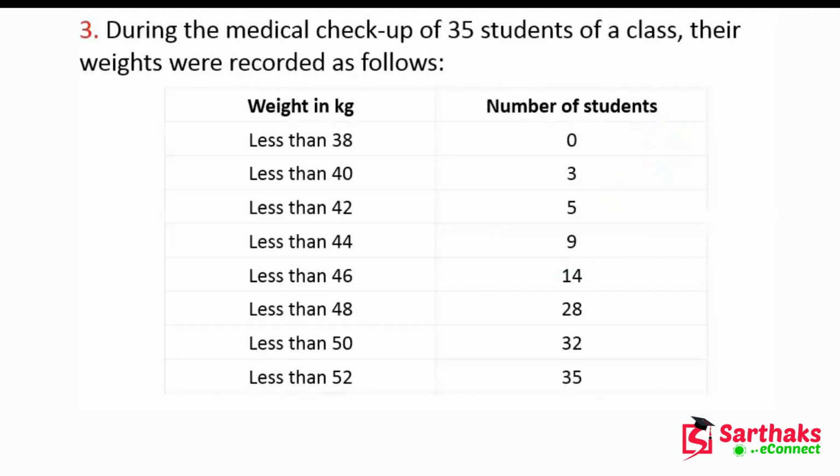So now my dear friends, let's move on to the next question, which is, during the medical checkup of 35 students of a class, their weights were recorded like this. Okay, so the weights are less than 38 kg, less than 40 kg, less than 42 kg and so on. And here is the number of students. Okay, I hope you get this point.